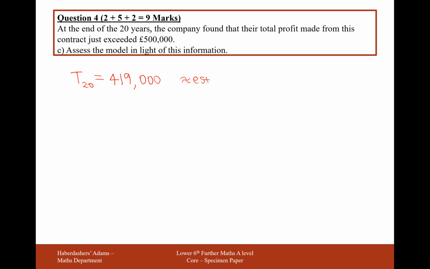Okay, so given that this was the estimated profit, and this here was the actual profit, we can therefore conclude and assess the model by saying the estimated profit is less than the actual profit. If you don't write this concluding sentence, you don't get the full marks. Okay, so the estimated profit is less than the actual profit. Okay, great. So that's 9 marks for question 4.